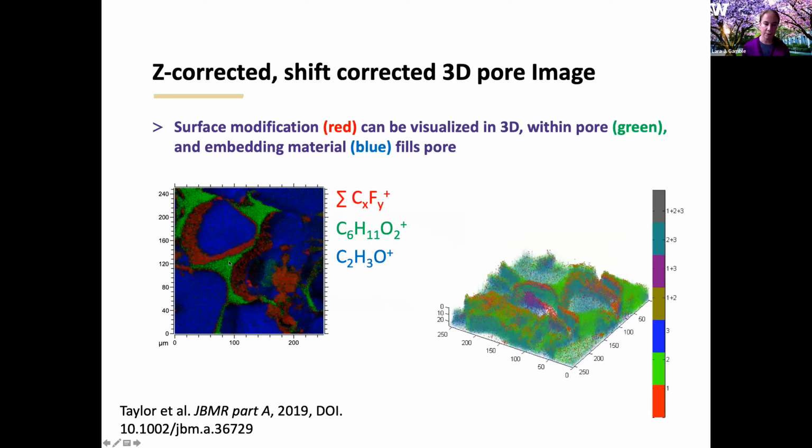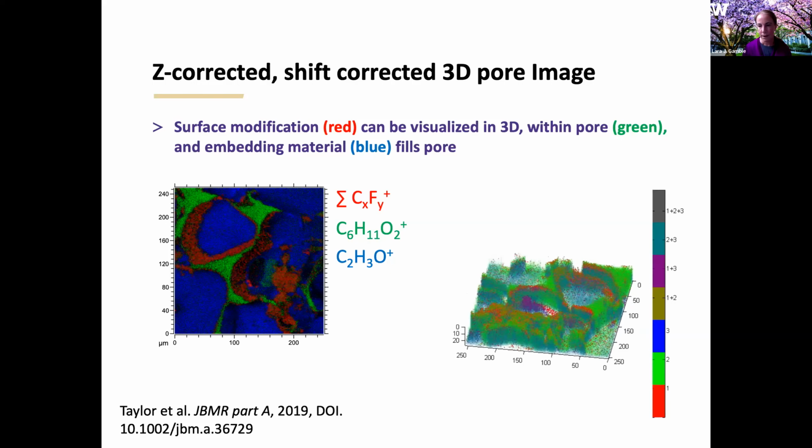This is a flattened version of that 3D image. You can see the green represents an ion that represents the scaffold, and the red again represents where we see the fluorocarbon peaks. And the blue is representing the filler. Remember, we have our filler material in the background. In this particular image, I made the blue semi-transparent so that we can more easily see the 3D image. Let's see if I can get it to spin.